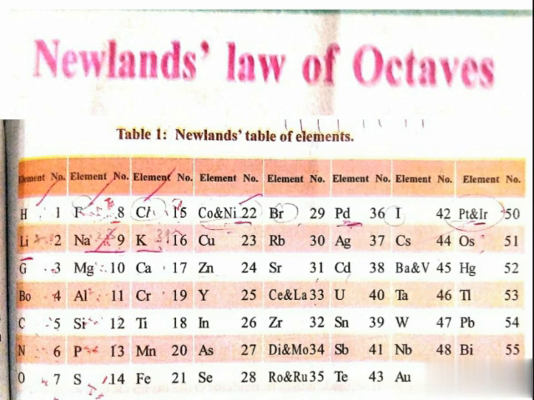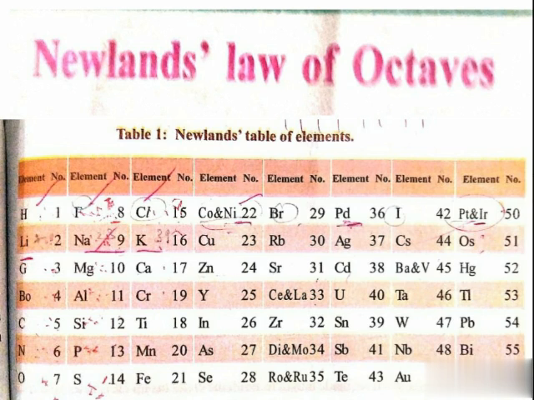Fluorine, chlorine, bromine, iodine are halogens, while cobalt, nickel, platinum, palladium, iridium have different properties when we compare them with fluorine, chlorine, bromine, iodine. This is one of the mistakes of Newland. And he fitted two elements in one slot. That is also one of the mistakes of Newland.